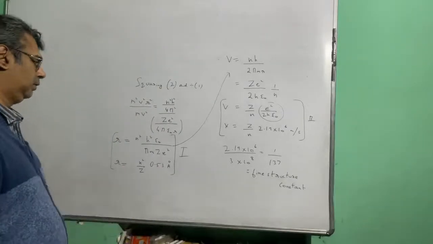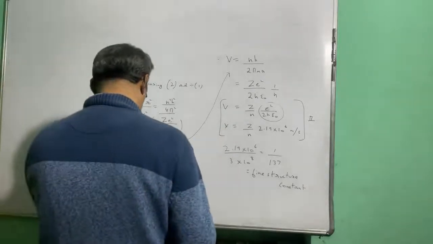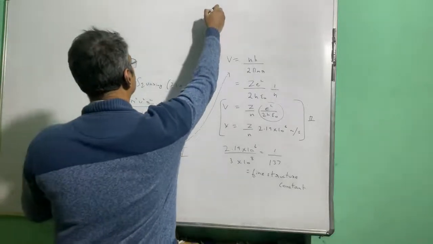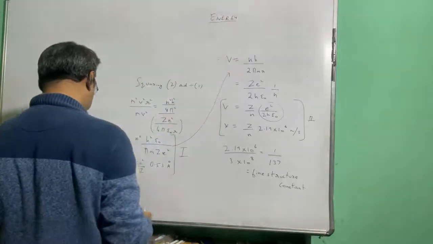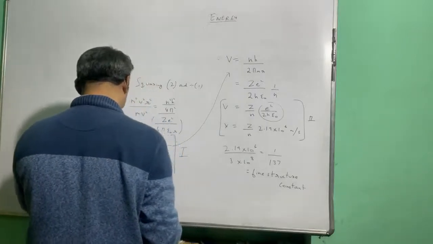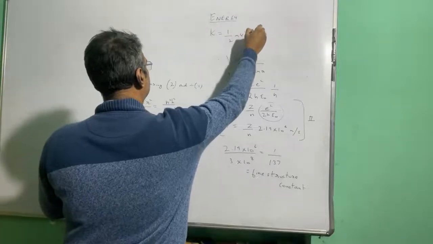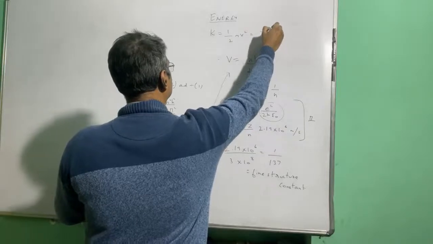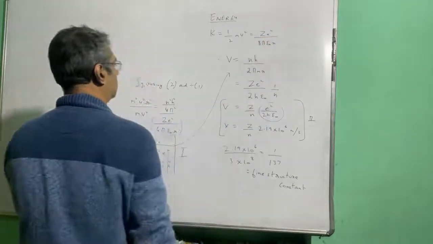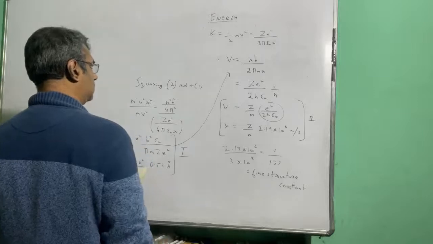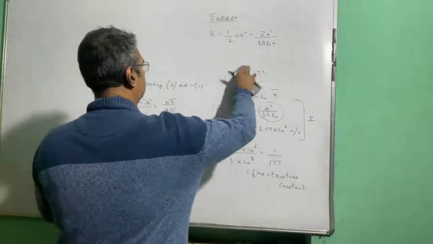So we have got a pair of formulas for radius, and we have got a pair of formulas for velocity. Now let's move to the next topic, that is energy. So kinetic energy is half mv square, so that is Ze square by 8 pi epsilon naught r. This is the kinetic energy.